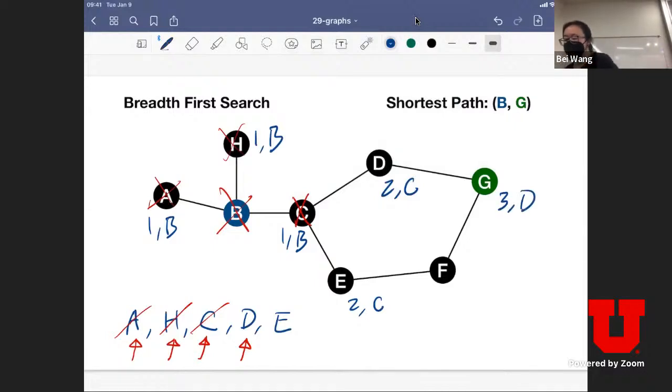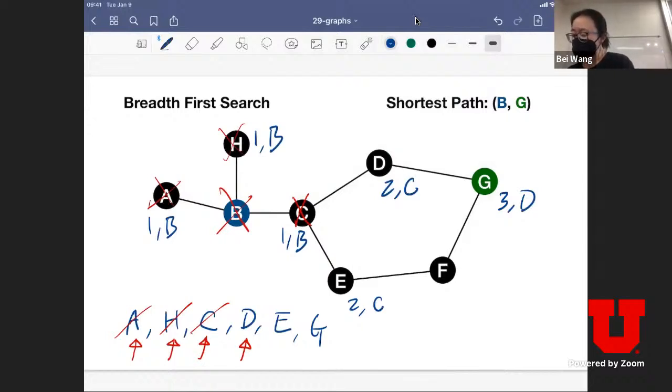What does this mean? This says that going from D to E takes one step, but because D already has two steps from B, now getting to E is taking 3 steps from B, where the previous node is D.